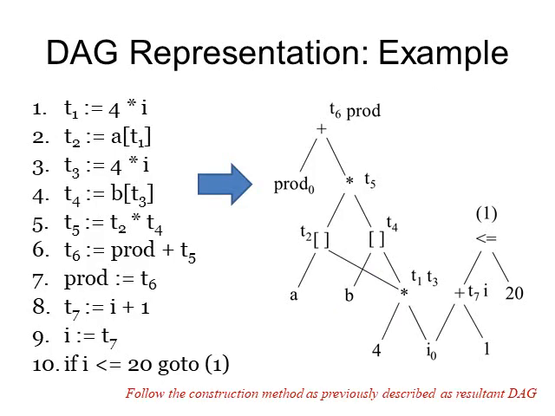Here you see that the same code is written and we draw the DAG representation. How do we construct that DAG? The same procedure that we just learned. After each execution of a statement, we draw a tree structure. Now what do you identify? Here a temporary variable t1 is assigned 4 star I.